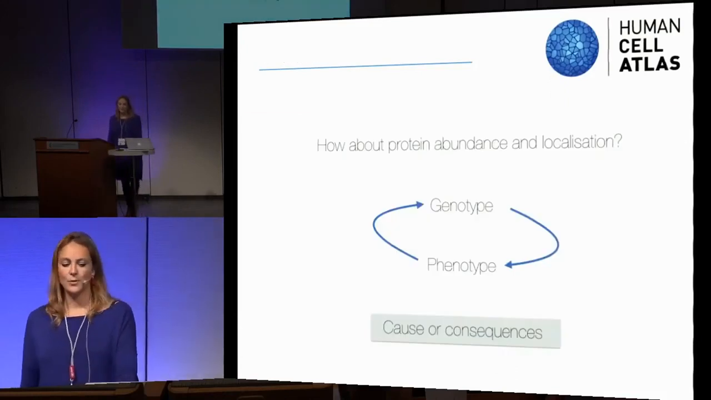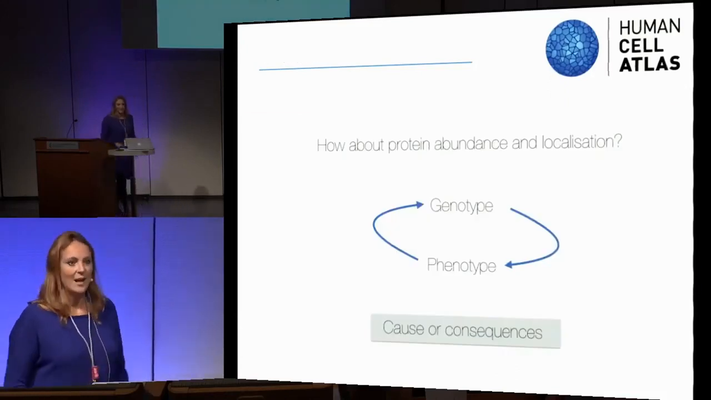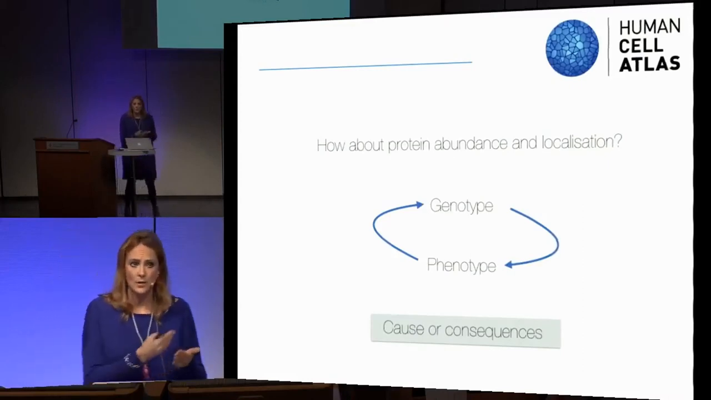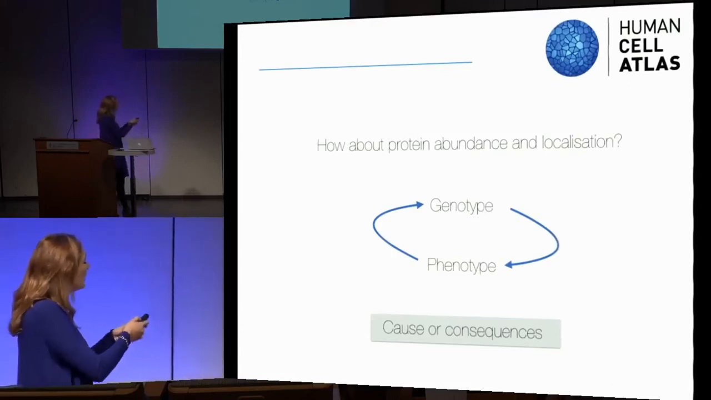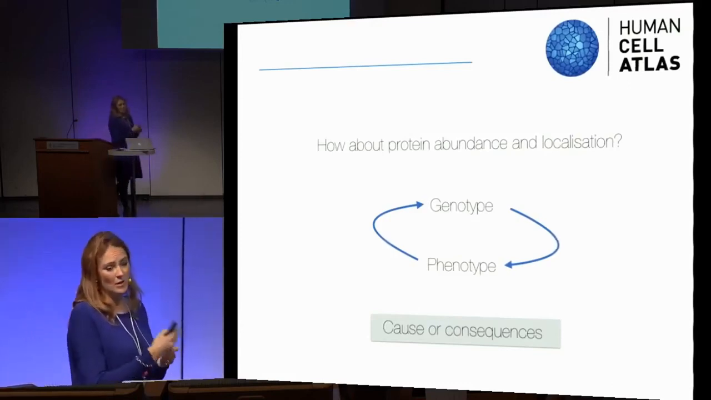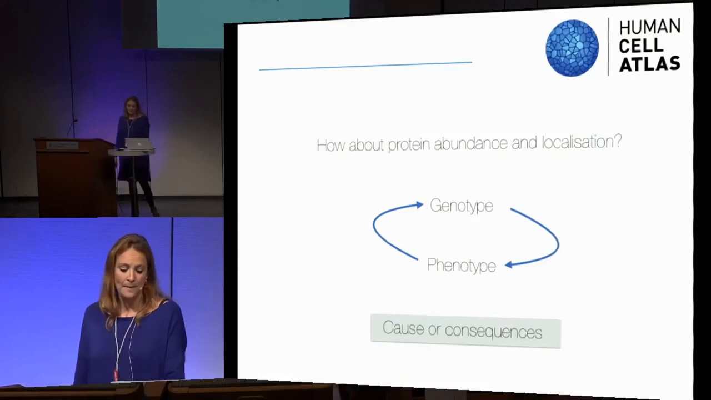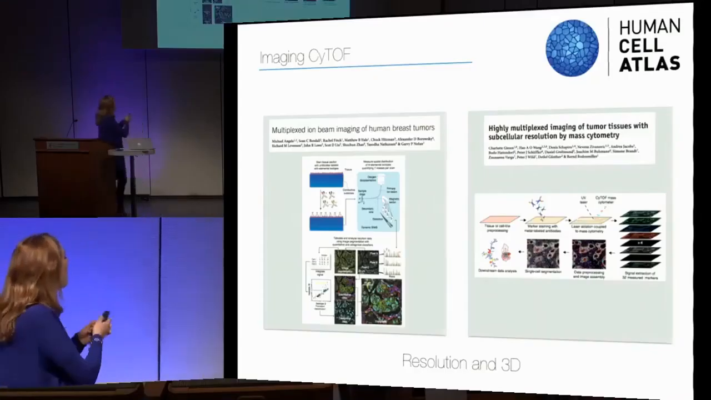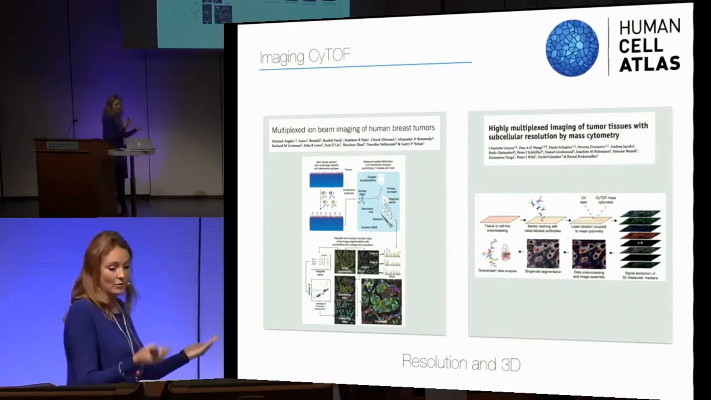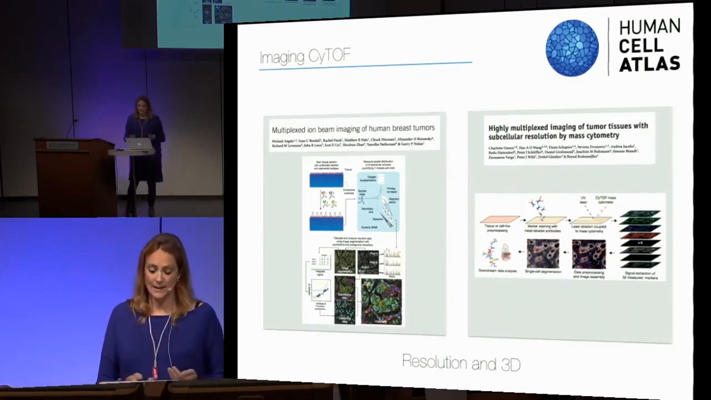But what about protein abundance and localization? This is, I think, very important to get closer and closer to the phenotype, to combine all this, and also to go back and really define what are the causes and the consequences of a phenotype. I won't go through this slide because this morning we had Gary Nolan, who showed his work and how impressively we can now look at 40, 50 proteins simultaneously.